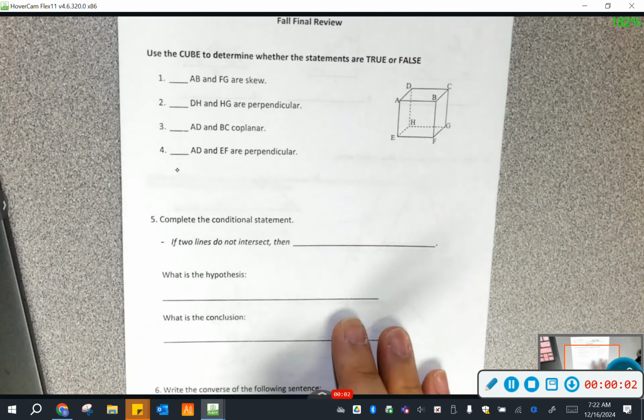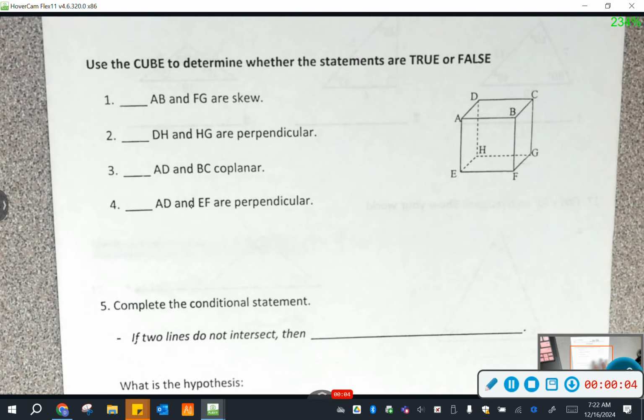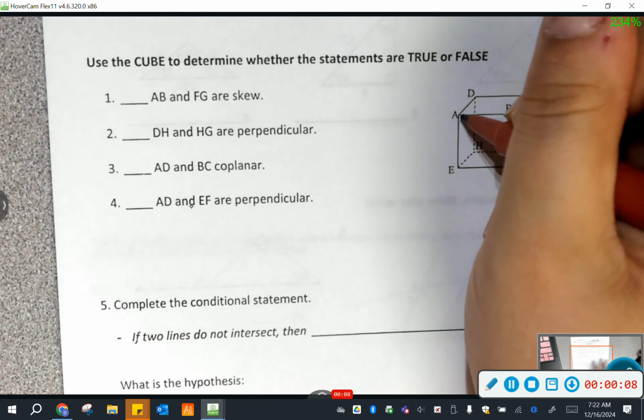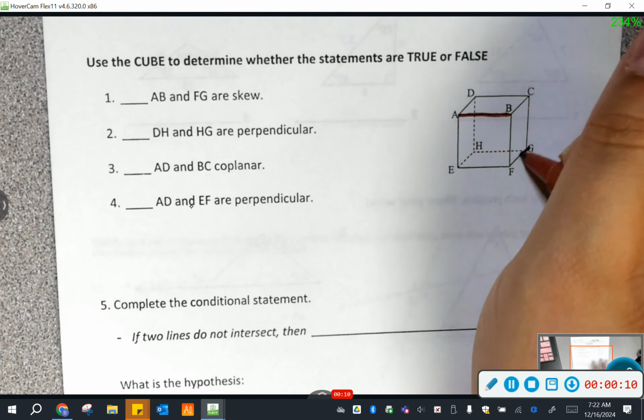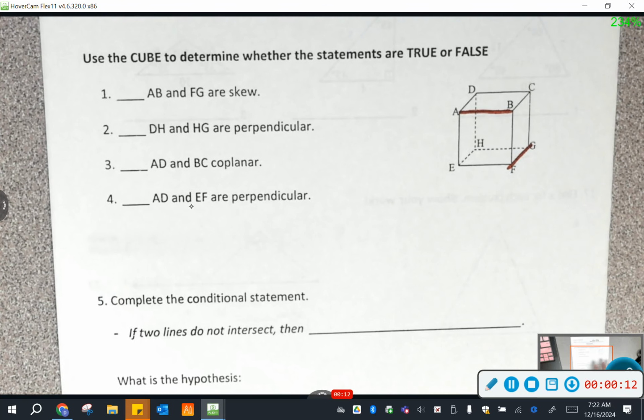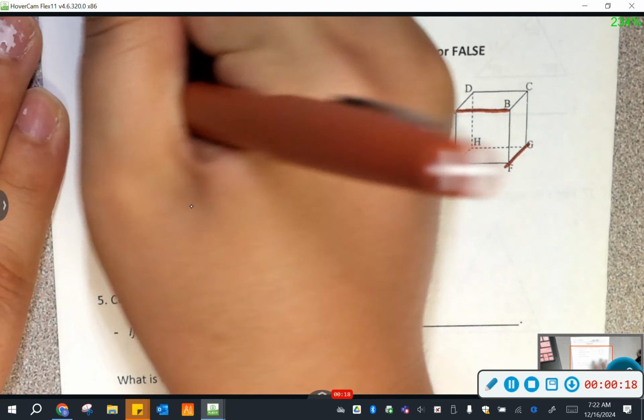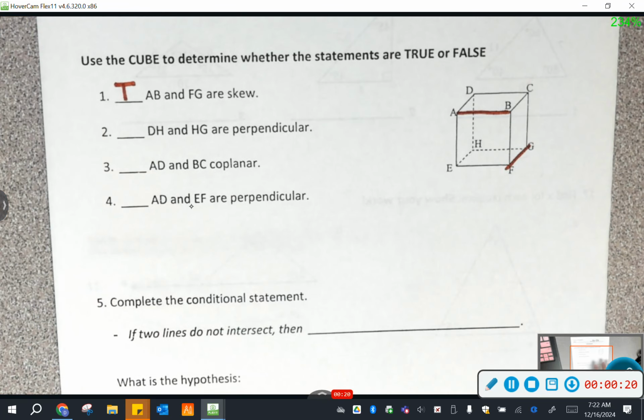Okay, so to answer these first couple questions, are A, B, and F, G skew? Here is A, B, here is F, G. Remember, skew means they never touch and they go different directions. True or false? True. They are skew.